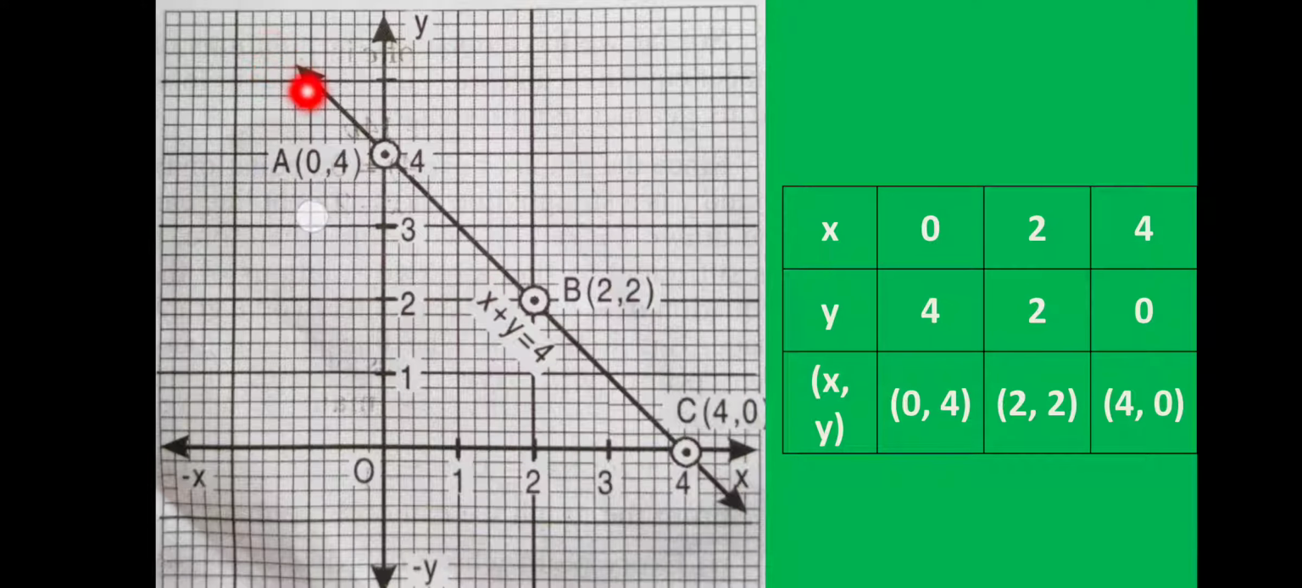Then we will join these three points with a scale, and we will get a straight line. Okay, we can extend it on both sides along the line. That's why an arrow is represented on both sides of the line.